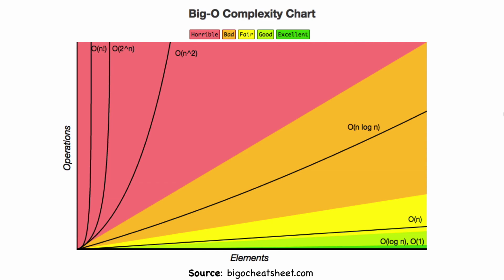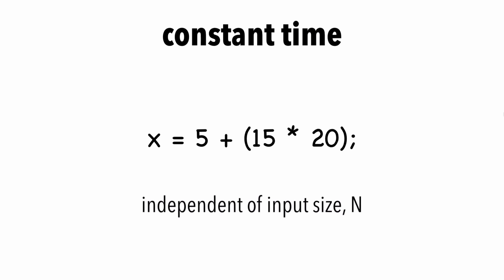Let's run a few examples so you can see what I mean by basic computer steps. We'll start with constant time. Imagine we had the following line. This basic computer statement computes x, and notice it does not depend on the input size in any way. We say this is big O of 1, or constant time.